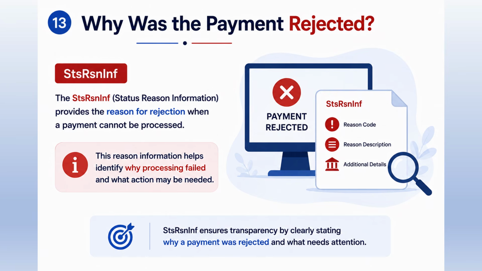Now imagine the payment status says RJCT, rejected. Naturally, the next question is, why? That's where StsRsnInf, status reason information, becomes important. This area provides information about the reason associated with a payment status. It can help identify the cause of a rejection or other status condition. For operations teams, this is extremely valuable. Instead of simply seeing rejected, they can investigate the reason and determine what corrective action may be required.